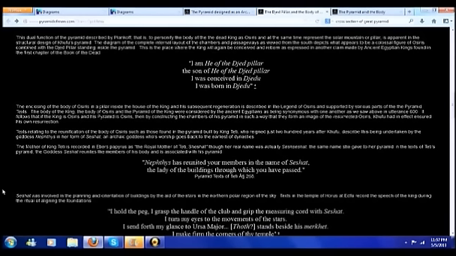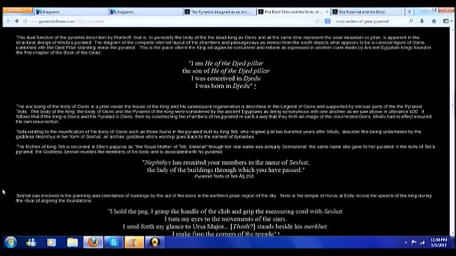This is the place where the king will again be conceived and reborn as expressed in another claim made by the ancient Egyptian kings found in the first chapter of the Book of the Dead. I am he of the Djed pillar, the son of he of the Djed pillar. I was conceived in Djedu, I was born in the Djedu.